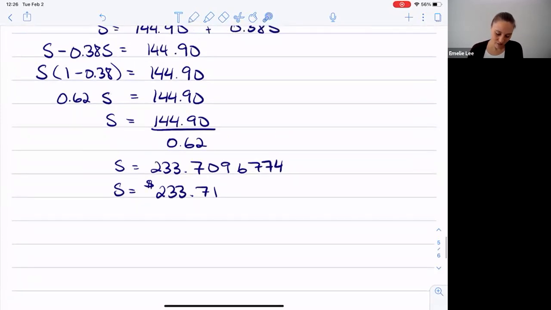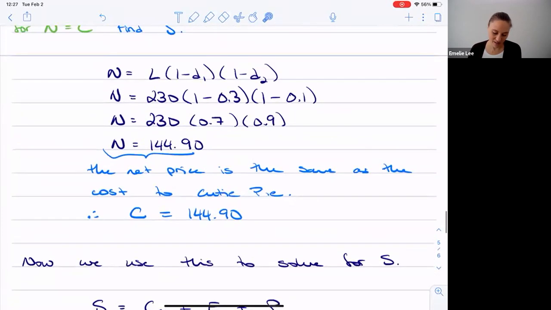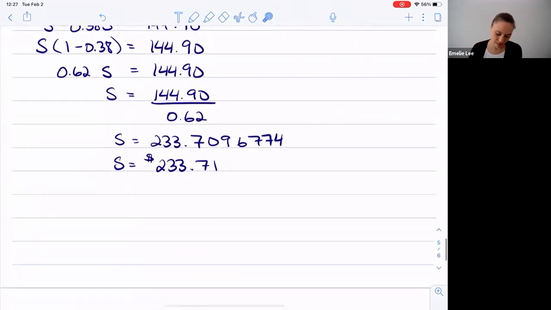Notice that this is not the same as the list price, right? So the suggested retail, it's close. The suggested retail price was $230. They're selling it for $233.71, right? So marking it up a little bit more. Okay, good.